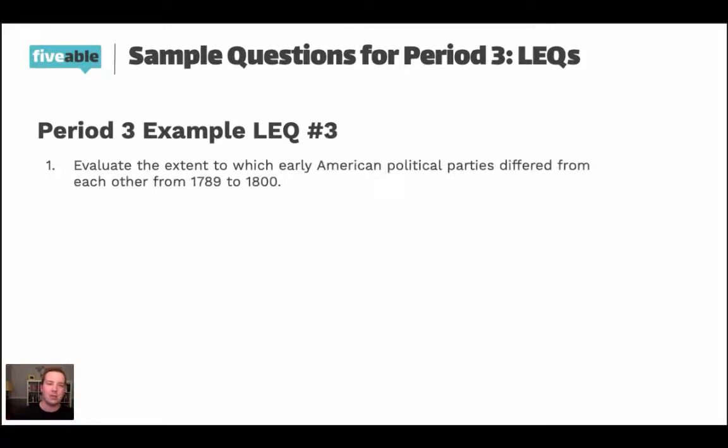And then one more, the extent to which early American political parties differed from each other from 1789 to 1800. Early Americans, we're talking Federalists versus not anti-Federalists, because we're past the ratification phase, but the Democratic Republicans. Washington is kind of in the middle, but he's a little bit on the Federalist side. It's mostly Hamilton versus Jefferson and Madison. Hamilton is also joined by John Adams, etc. So just wanted to give you a couple examples there.